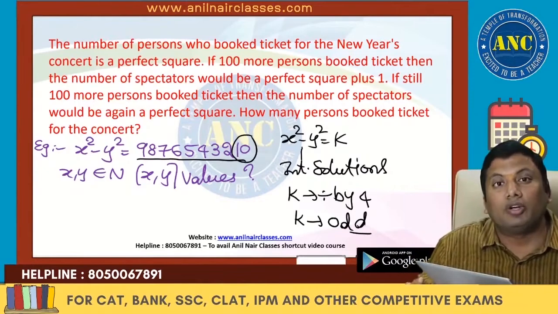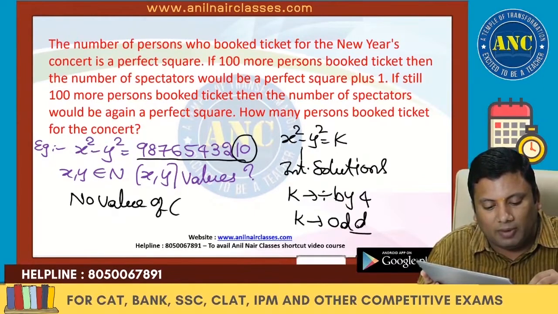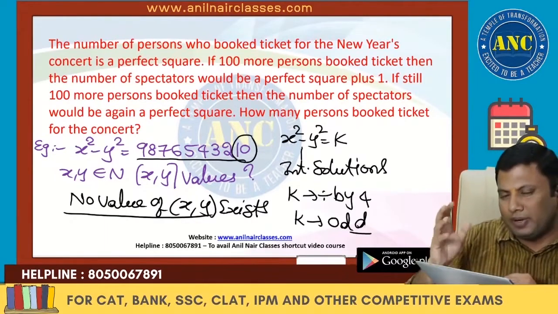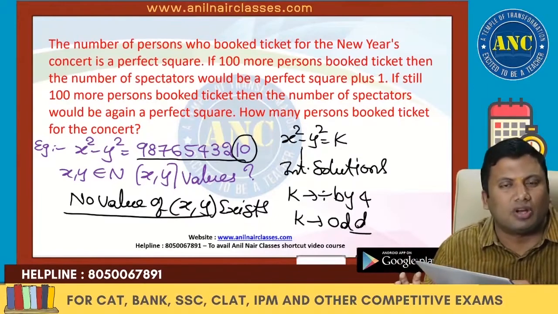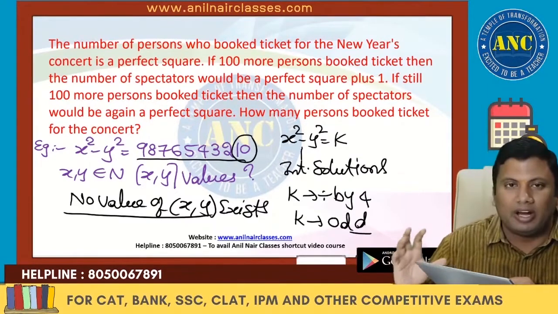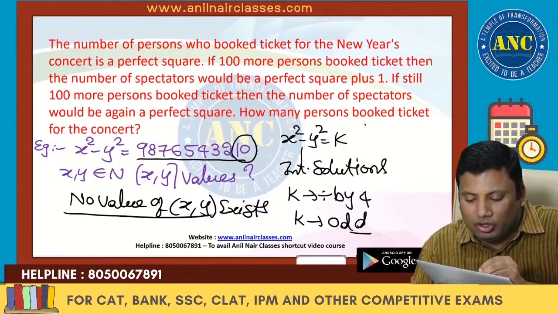10 is 4 into 2 plus 2. It is not divisible by 4. So the answer is no value of x comma y exists. Many students attempted this CAT paper some 4 years before, and many websites and social platforms said this question is very difficult because of enumeration. No beta, it is a very easy 5 second question if you know this concept.